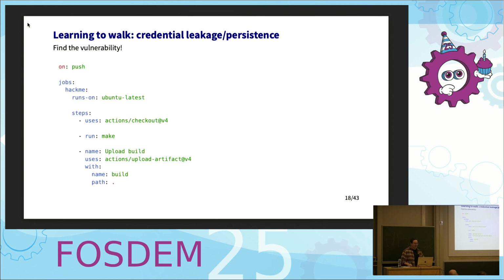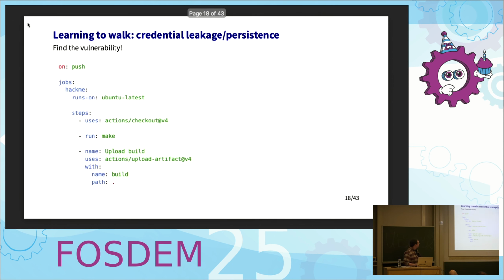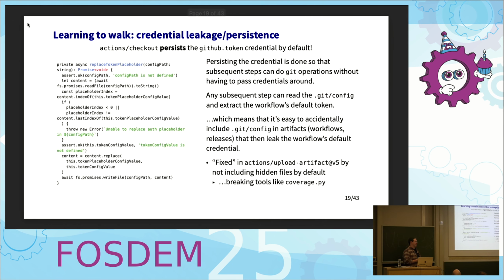Okay, that's enough time. So it's nothing about any of the steps. All the steps are semantically correct. However, what happens is actions checkout, that first step, persists silently the GitHub token by default. So when you run actions checkout, that context token that you use gets stored in .git config in the repo that you check out.